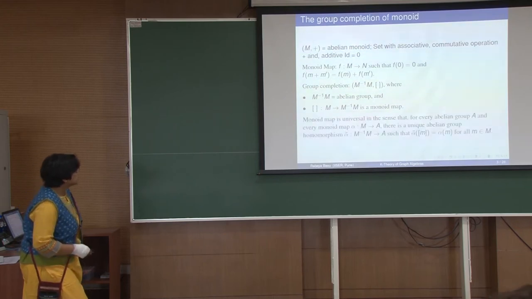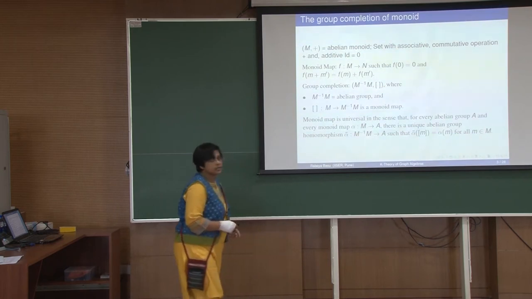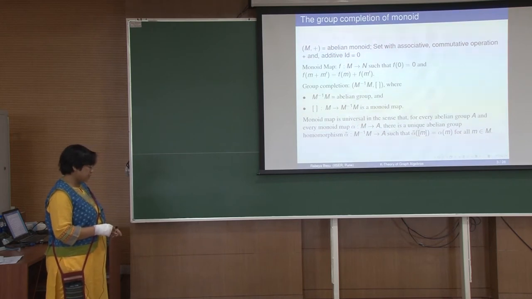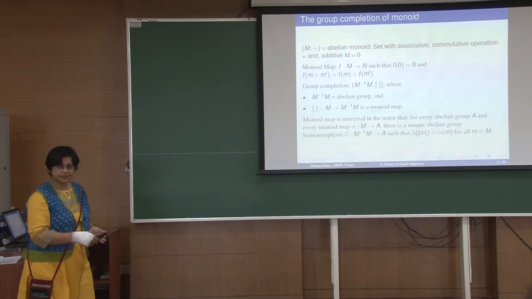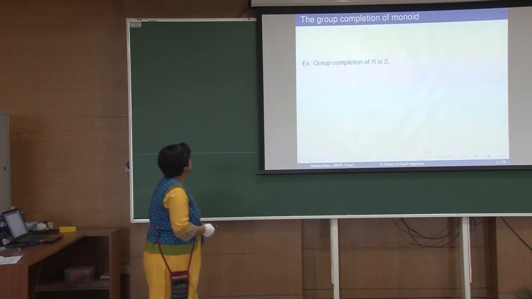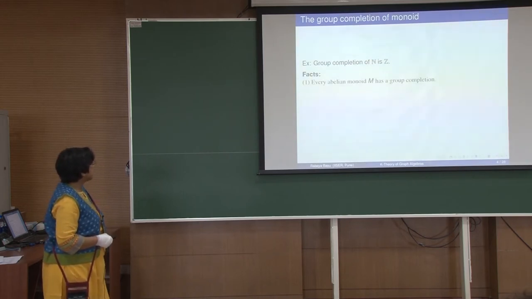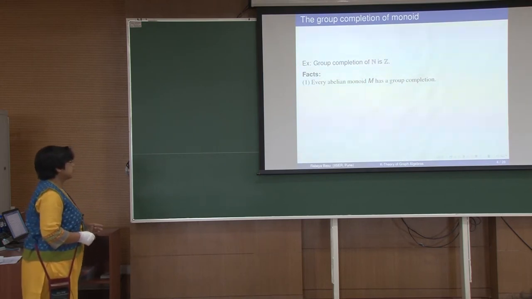By group completion, we mean a pair: the abelian group M inverse M constructed from the monoid, and a monoid map from M to M inverse M. The monoid map has a universal property: for every abelian group A and every monoid map alpha from M to A, there is a unique abelian group homomorphism alpha tilde from M inverse M to A, such that the triangular diagram commutes. One common example is the group completion of the natural numbers, the set of integers. Here we shall recall a few facts about group completion. Every abelian monoid M has a group completion.